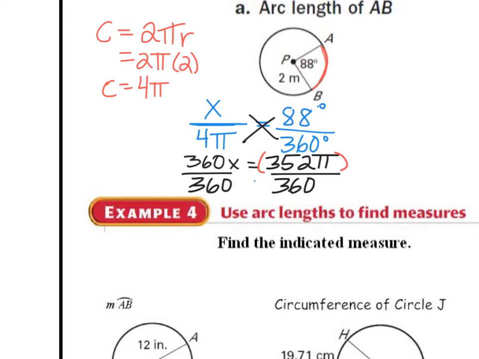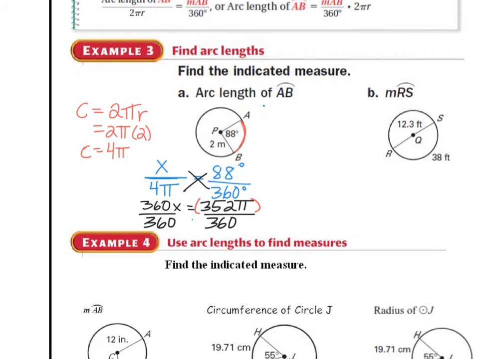So the arc length of AB, x equals 3.1 meters.